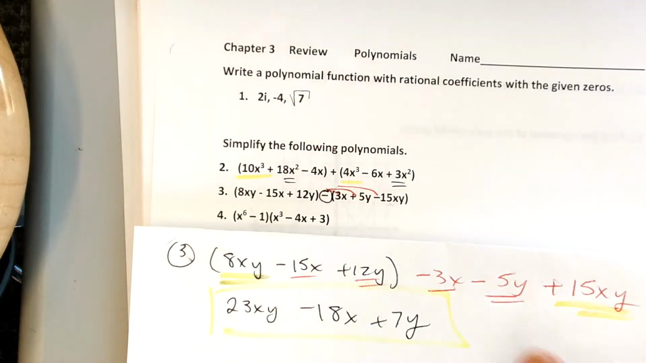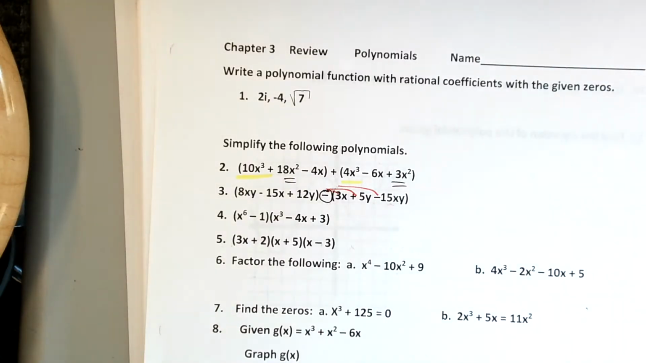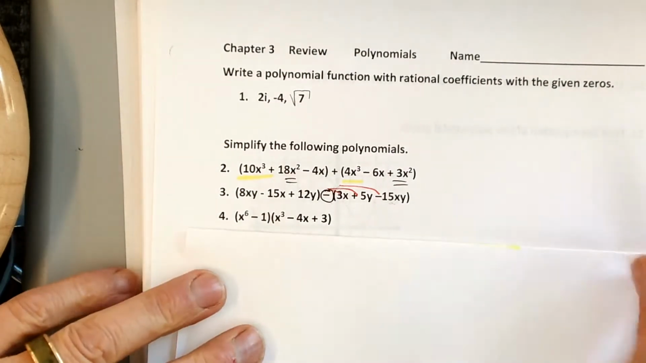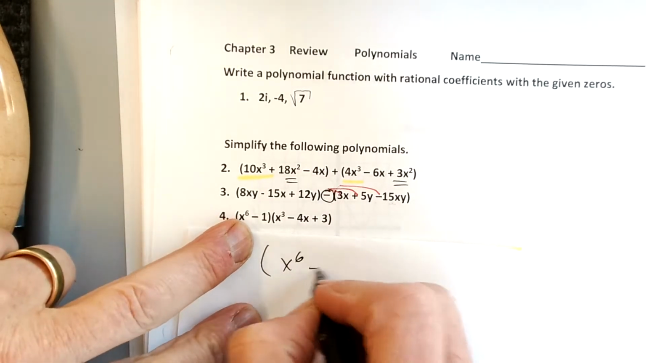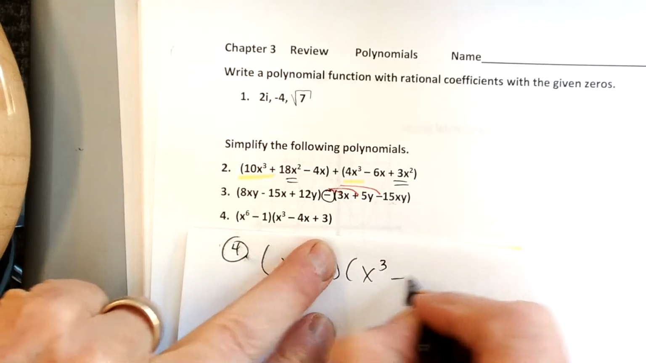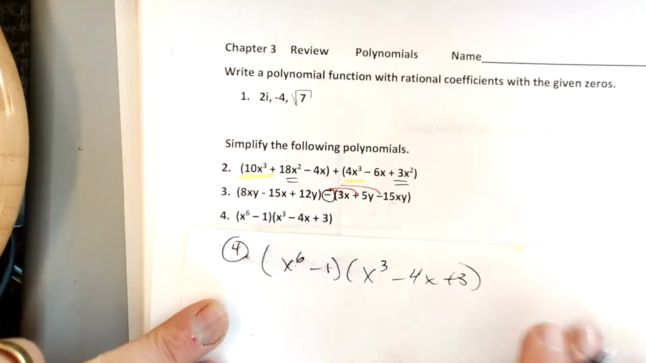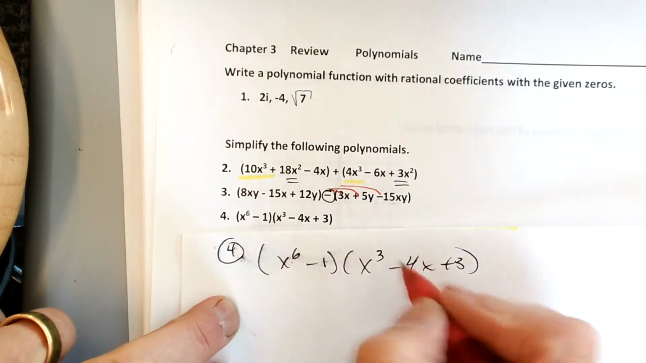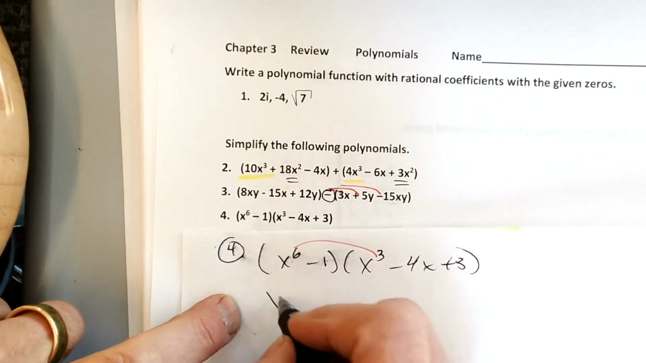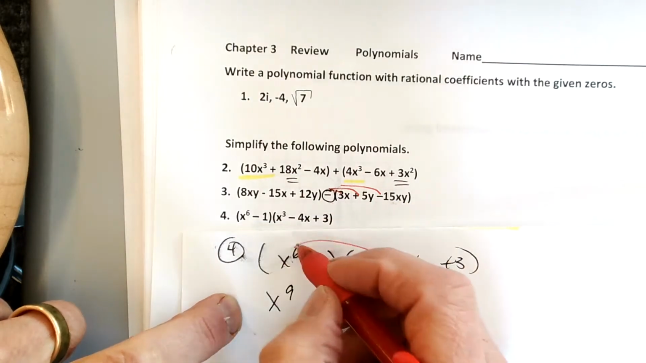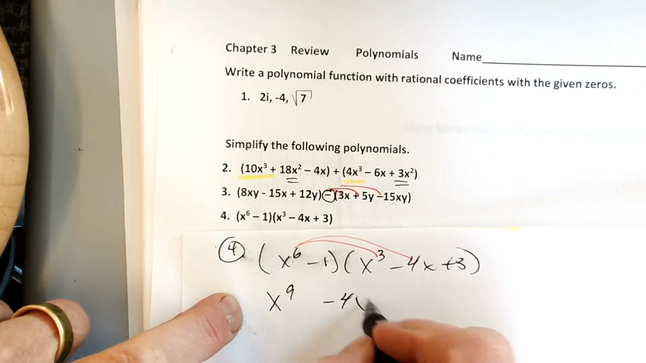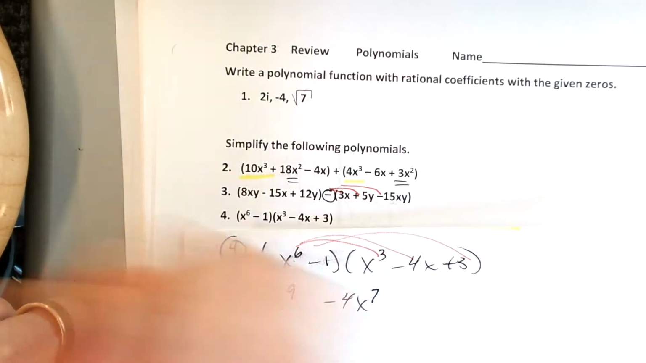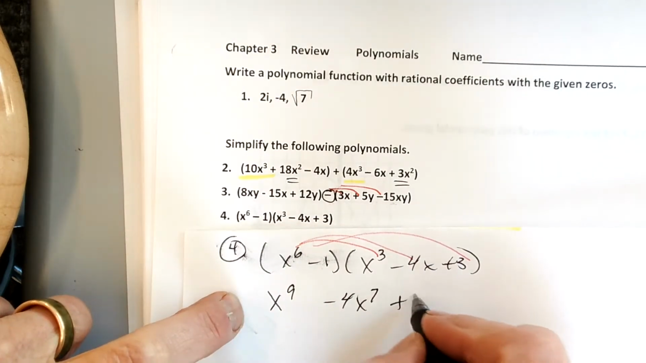Okay. Number 4, we're going to have to multiply, okay? So let me go ahead and write out number 4. And we're going to do a big multiply on 4. I have x to the 6th minus 1 times x cubed minus 4x plus 3, and I'm going to multiply, okay? So when I multiply, I add exponents. So I'll have x to the 9th. And then I'll get a minus 4x to the 7th. And then I'll get a positive 3x to the 6th.